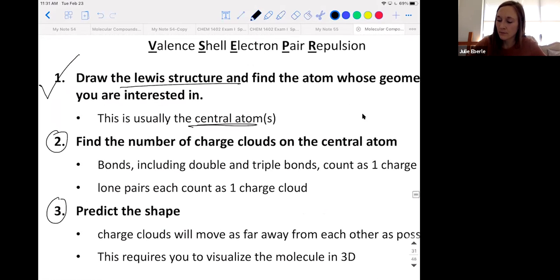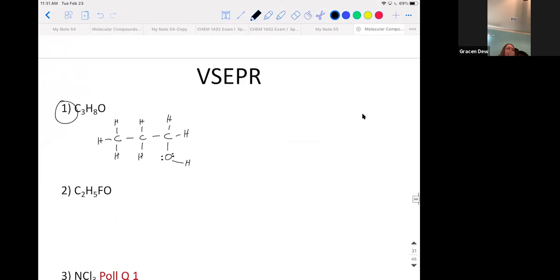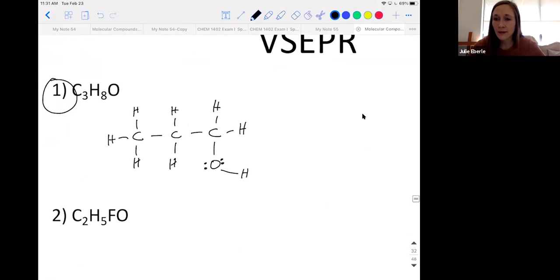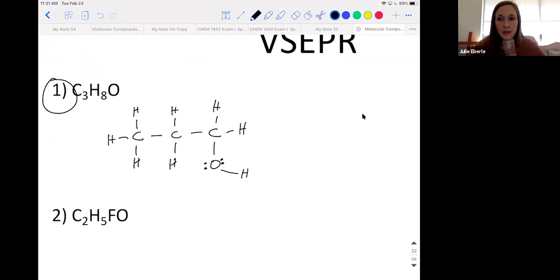Okay, now we did step 1. Boom. All right, number 2, let's find the number of charge clouds. And you can count bonds if you want. I'm going to count bonded atoms. Did we do that lab before we even had this lecture? Okay. So how do we count bonded atoms? First off, how many central atoms do I have in this structure? 3. Anybody think something besides 3?